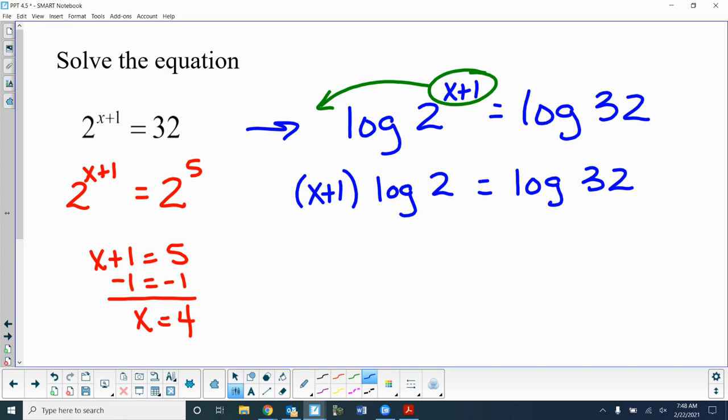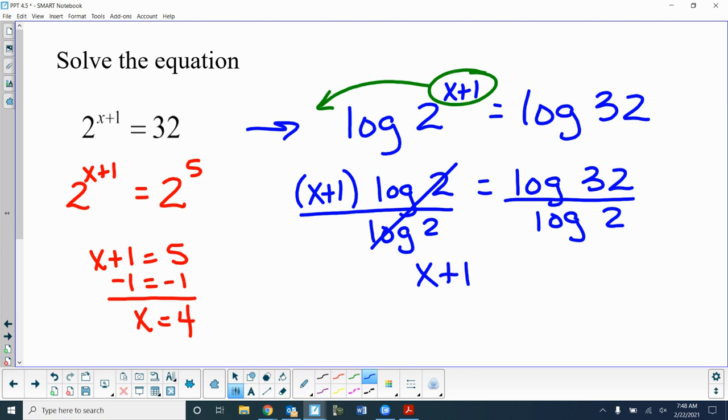So how do I move this log of 2 over? Divide it, right? Because this is x plus 1 times the log of 2. So to move the log of 2, I divide. That'll cancel. That leaves me x plus 1 on the left. When I put this in my calculator, guess what you get? You get 5. So you'll get the same thing here as x plus 1 equals 5. Subtract the 1, and you get x is 4.